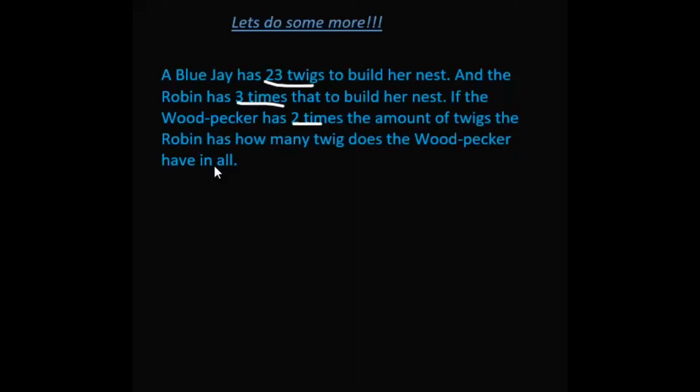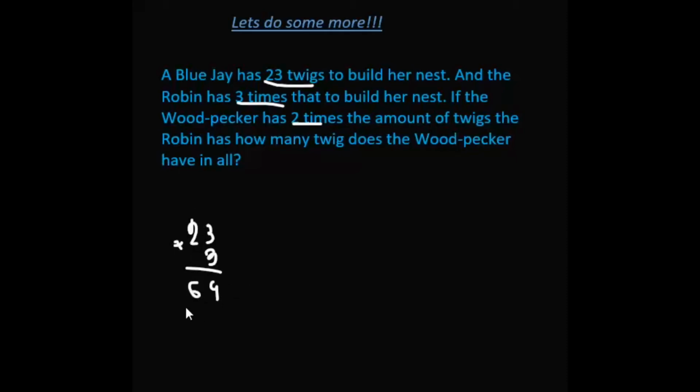So it's pretty simple. It's like all the other ones we have done. So we have 23 twigs, or the blue jay has 23 twigs, and it says the robin has 3 times that. So we can do 23 times 3 to get the robin's amount. So 3 times 3 equals 9, and 3 times 2 equals 6.